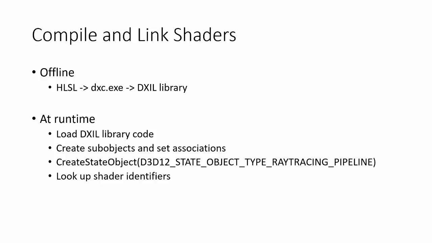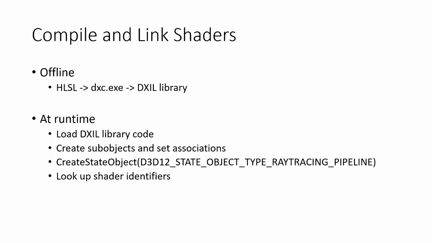So then at runtime, you load in that compiled DXIL library. You create sub-objects and set associations between them, which is how you describe which pieces of code map to which parts of the ray tracing pipeline. Once you've configured everything, you call CreateStateObject to create a state object of type ray tracing pipeline. And that is the complete set of shaders that you're going to use for a TraceRay. When you call TraceRay, you just give it that state object as the thing to use.